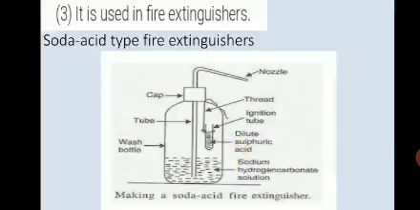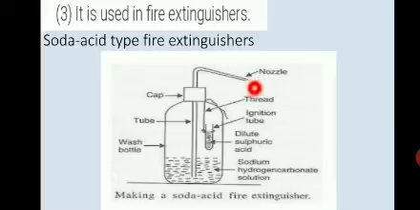So what is actually happening inside a soda acid fire extinguisher? Sodium hydrogen carbonate solution is taken in a bottle and another test tube containing sulfuric acid is hoarded here. It will not mix together, it will be kept separately. It is tightly closed and it has a nozzle here.